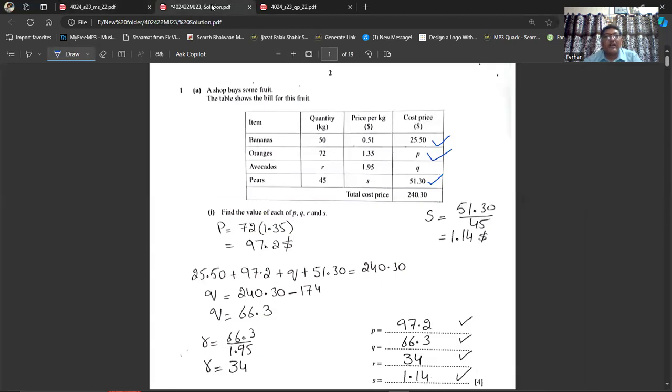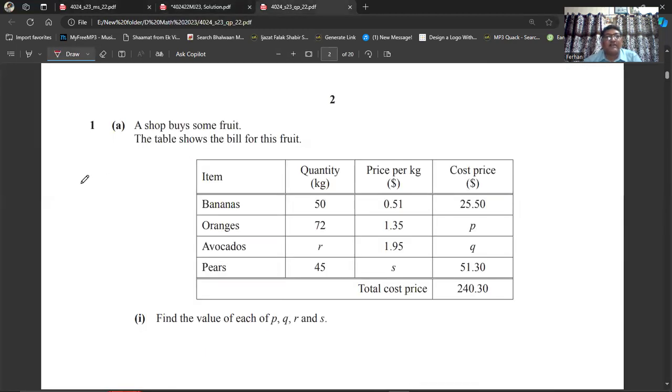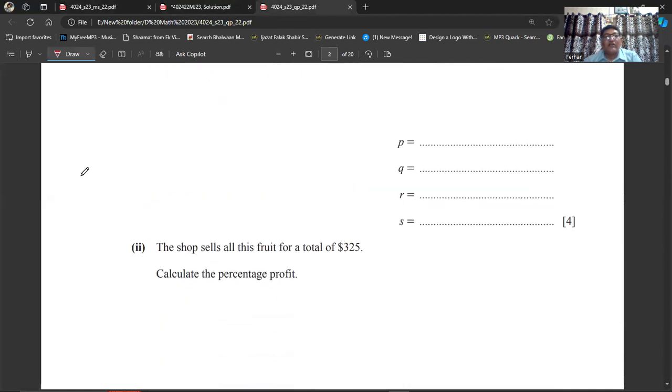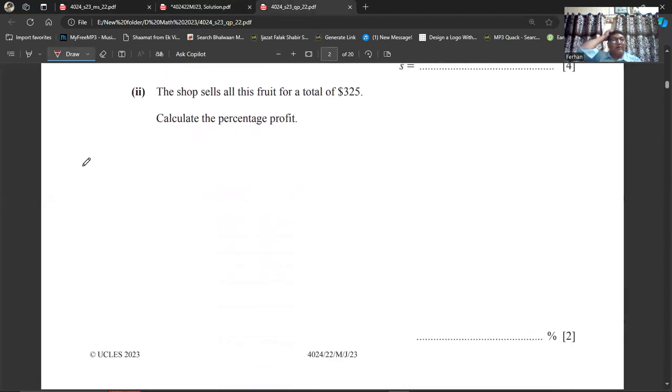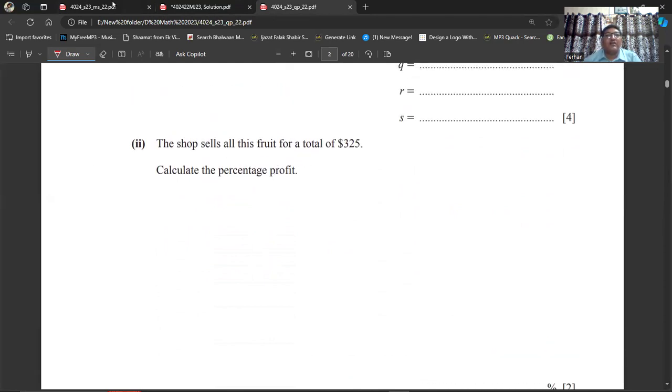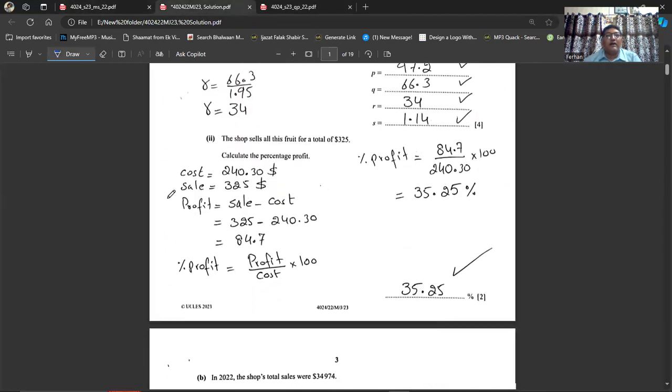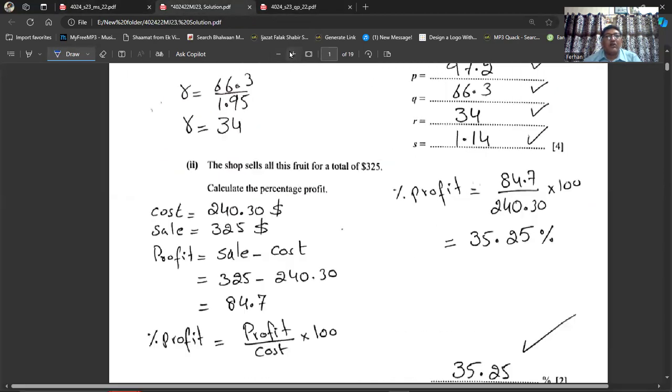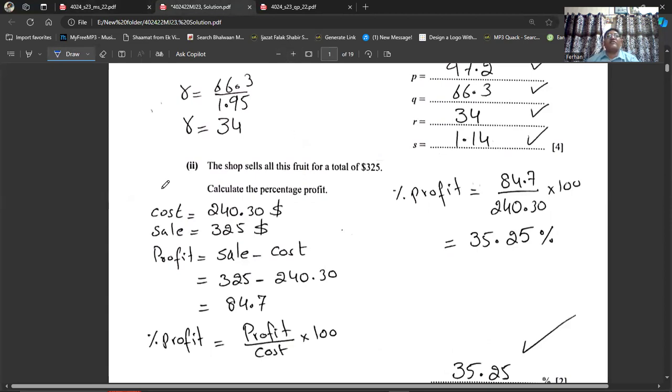This is my solution. I hope you understand how this A part has been done. Now we are on question number 1, A part, and its second portion. The shop sells all this fruit for a total of $325. Calculate the percentage profit. Now we know the cost is $240.30. The sale is $325. The profit is sale minus cost. So 325 minus 240.30, so 84.7 is the profit.